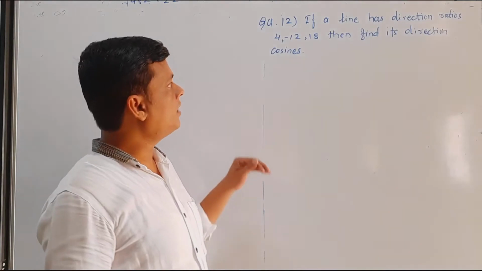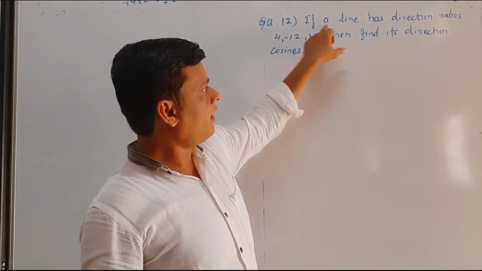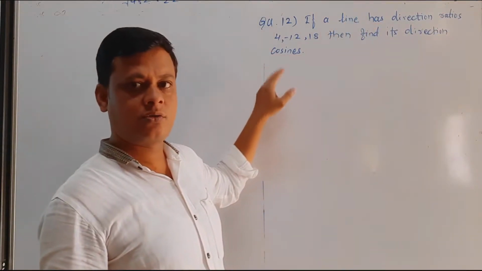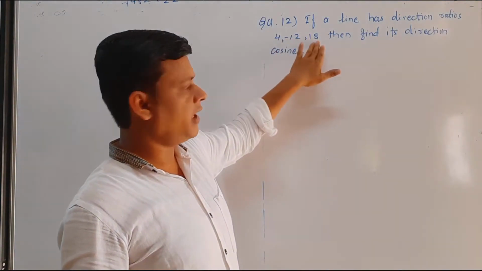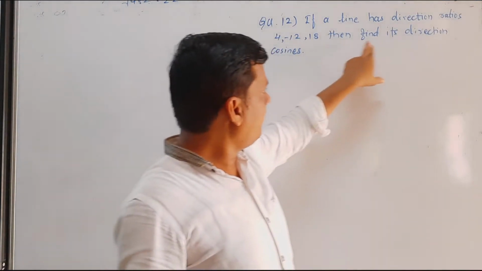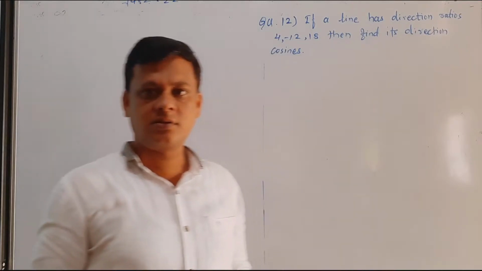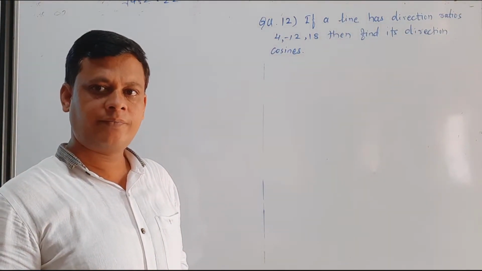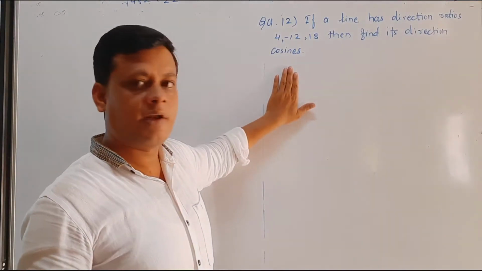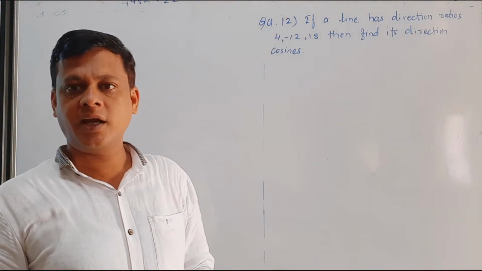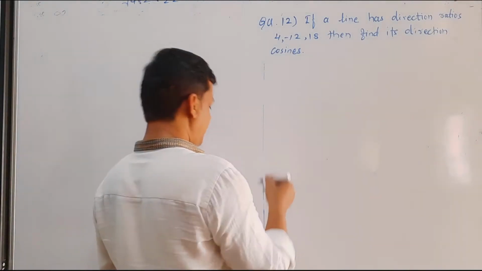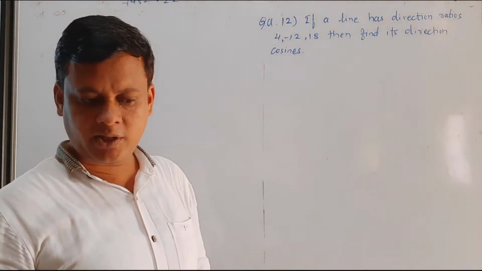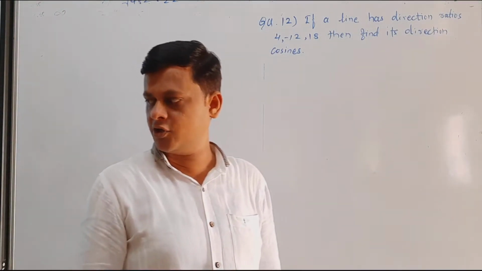Now see question number 12. If a line has direction ratios 4, minus 12, 18, then find its direction cosines. So in the previous part we already saw a relation between direction cosines and direction ratios. So we write here a relation between direction cosines and direction ratio first.